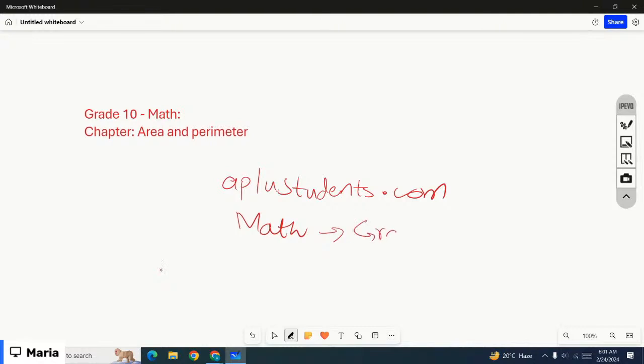Scroll down to grade 10 and then click on view all lessons. So there you can find a list of the chapters. We're going to start with the chapter area and perimeter. So please make sure you have your notebook and pencil so that you can note down the important examples and definitions as well.